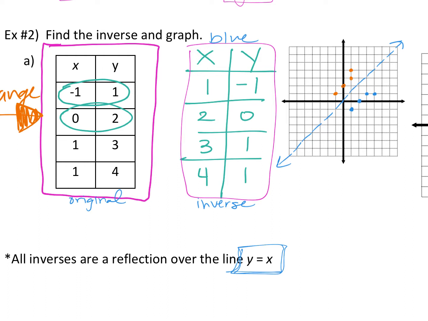We're swapping our y and our x, so it makes sense that that's the point at which they would flip over. But just keep that in mind. It's just a helpful thing to be able to check how things are looking. Does this make sense? So every inverse will reflect over that line, okay? Questions on that?